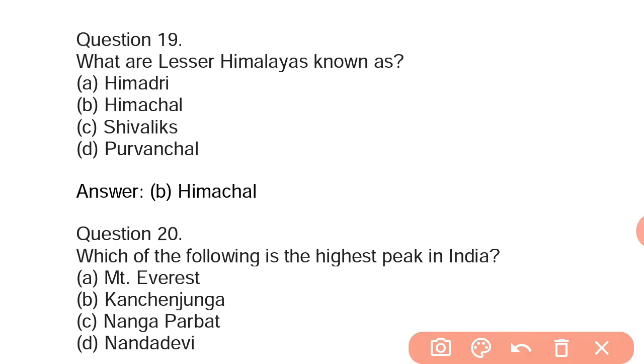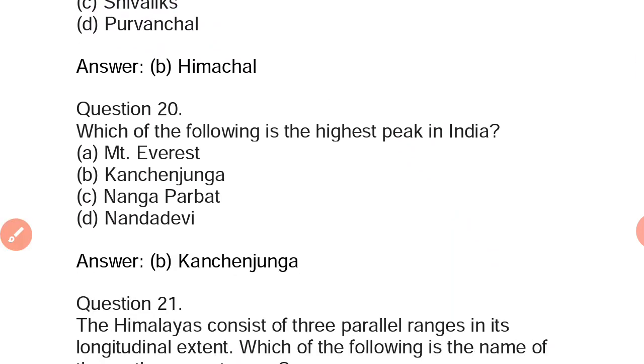What are Lesser Himalayas known as? Option A Himadri, option B Himachal, option C Shivaliks, option D Purvanchal. Right answer is option B Himachal. Next question.